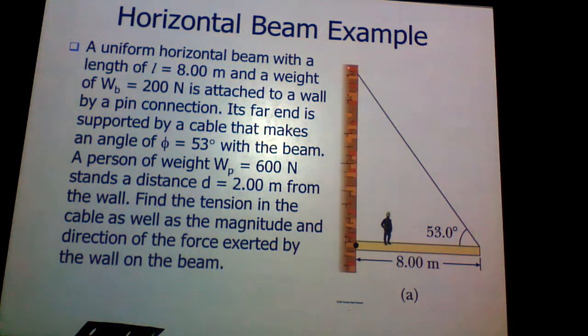I want to first find the tension in the cable, as well as the magnitude and direction of the force exerted by the wall on the beam. So let's first find tension here. That's our first goal. Second goal, find the magnitude and direction of the force exerted by the wall on the beam. Okay, so that means the wall is going to apply some normal force on this beam.